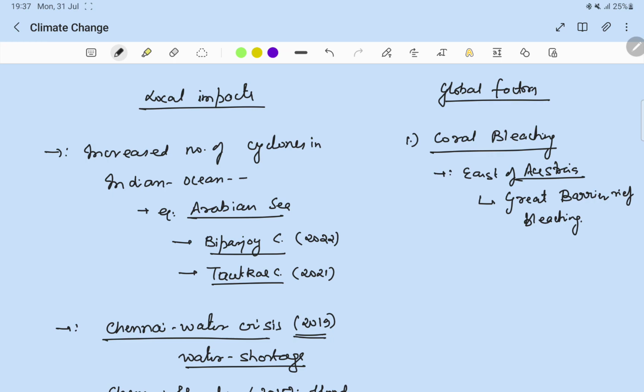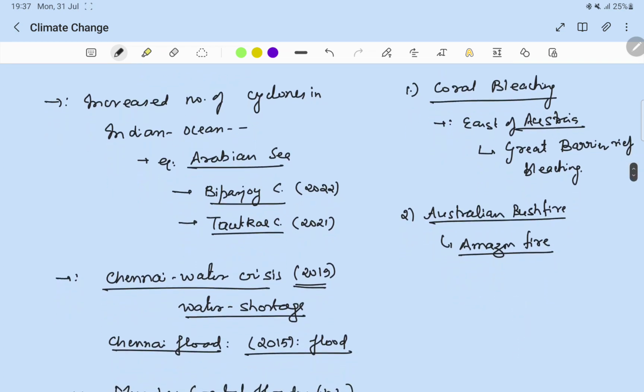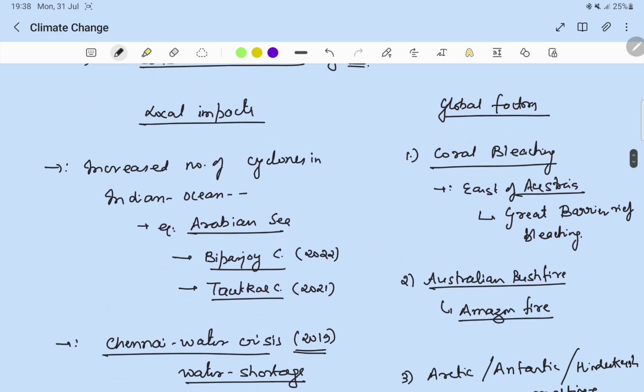Okay, then we also had the issues of Australian bushfire. And we had also Amazon fire. Okay, then we had issues of Arctic melting, Antarctic melting, Hindu Kush melting, plus Greenland melting. So these are some of the global examples which we can actually point out.